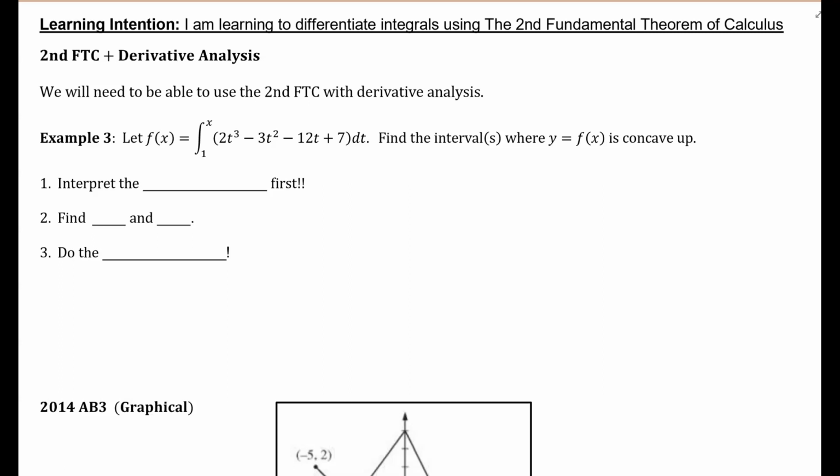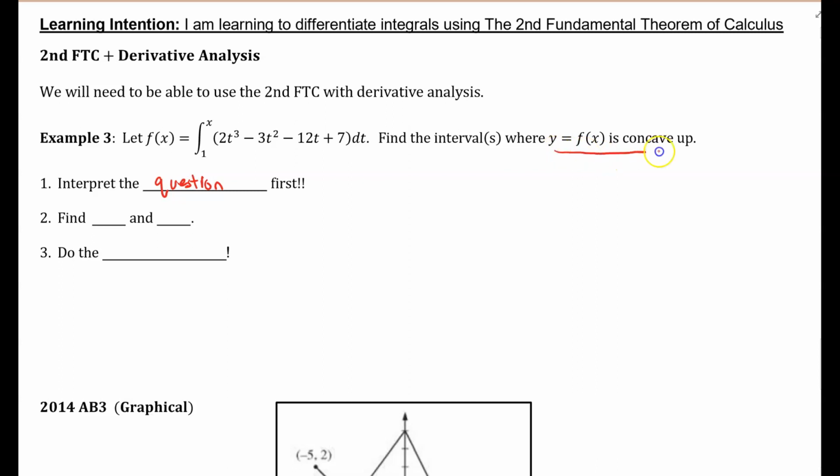So we have here example number 3, and it says let f of x be defined as the integral from 1 to x of this beautiful integrand 2t cubed minus 3t squared minus 12t plus 7 dt. And they want to find the intervals where y equals f of x is concave up. A lot of people are going to look at that function defined by an integral and freak out. What you need to do first is interpret the question. Ignore the prompt, ignore the information, a little bit.